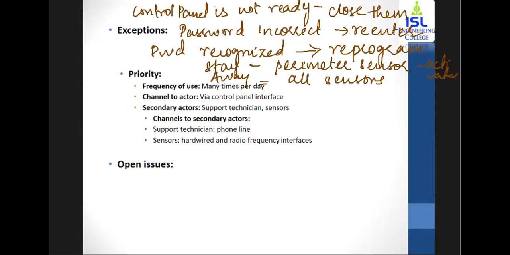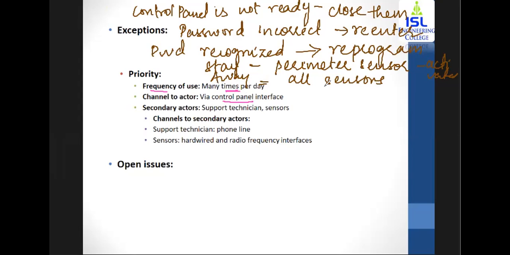The next is priority. Now what is going to happen within priority? Priority is the frequency of use, that is how many times the safe home security system will be used. It is going to be used many times within a day. Whenever you're entering or leaving the house, that many times it will be used. Channel to actor means how this actor is going to interact with this control panel, that is via the control panel interface. He is going to make changes, he's going to enter the password and he can make changes within the sensors. That is how he is interacting with the system.